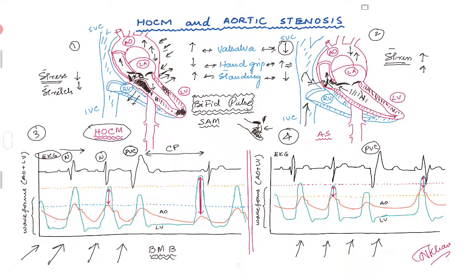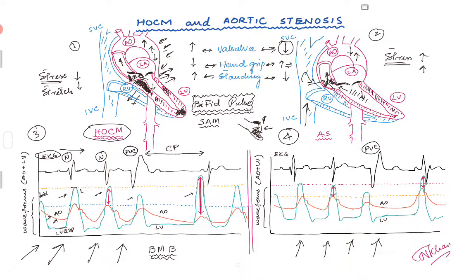And then what I want you to look at, this is a blue waveform. These are your LV pressures. So LV systolic, and LV diastolic, so it's LV EDP. So this is your waveform for the LV. And this red is your AO waveform.